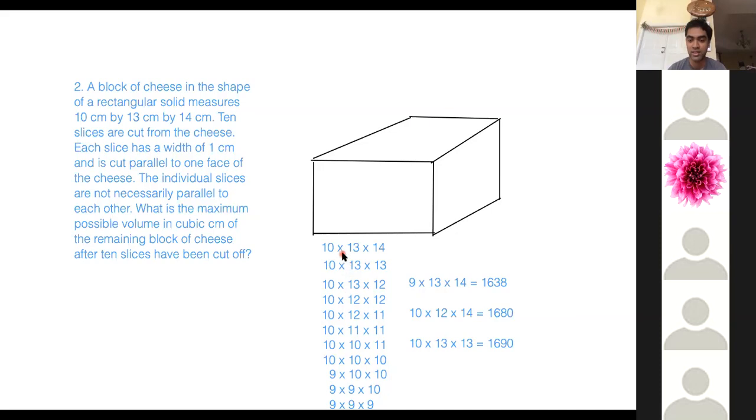Once you realize this, it should be fairly easy to then go from 10 by 13 by 14 to see what you have to drop each time to finally get you to a 9 by 9 by 9 cube. So what should the answer be here? 729. Good. Any questions on this? Okay, let's go on to the last one.